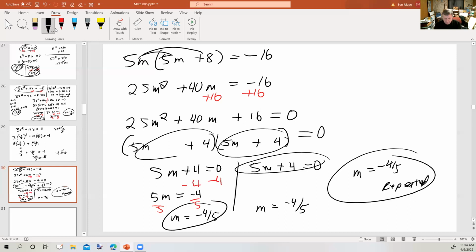Okay. So we still get 2 solutions, but they're the same solution twice. Any questions about that? All righty. Let's take a look at this one.